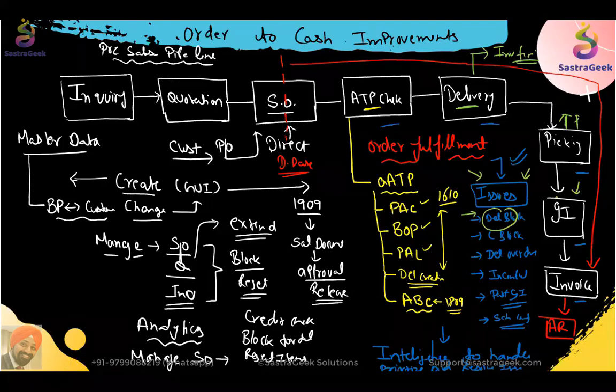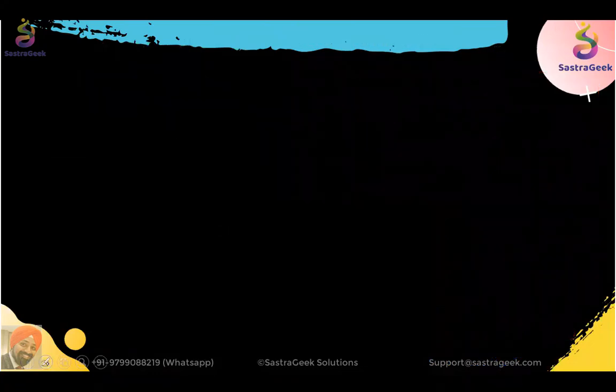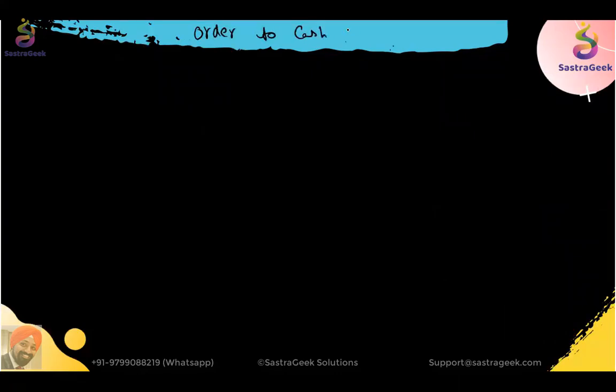Goods issue you would also be able to do through the Fiori applications. Invoice you would also be able to create through the Fiori applications. At all of these places, Fiori applications and Fiori analytics are available. Then what other changes are there? Let me go into the next slide and then we'll continue with order to cash improvements.